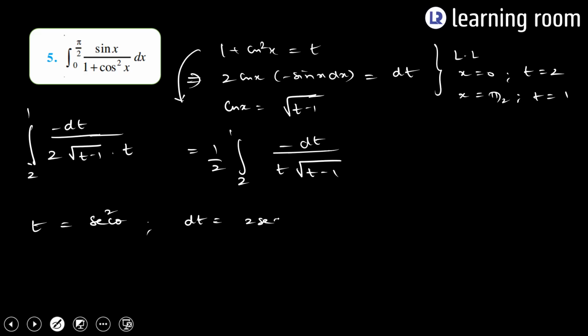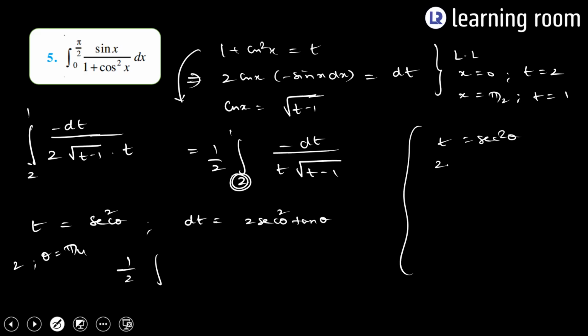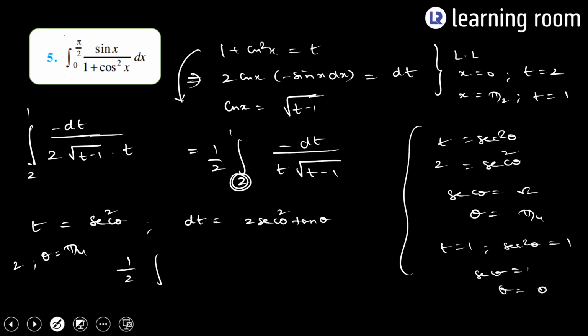dt will be equal to 2 secant square theta into tan theta d theta. So half into integral of, you have to change the limits again. When t is equal to 2, theta is how much? t is equal to secant square theta. Lower limit is 2, so 2 is equal to secant square theta, then secant theta will be equal to root 2. Then theta will be equal to pi by 4. When t is equal to 1, secant square theta is equal to 1, so secant theta will be equal to 1, theta will be equal to 0.